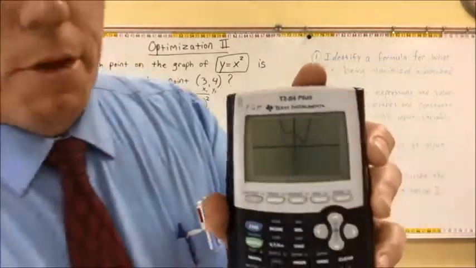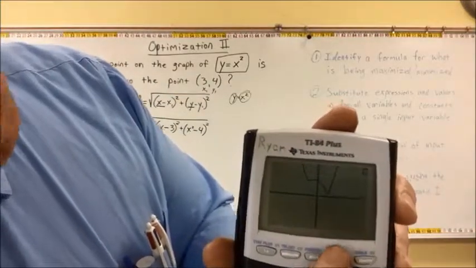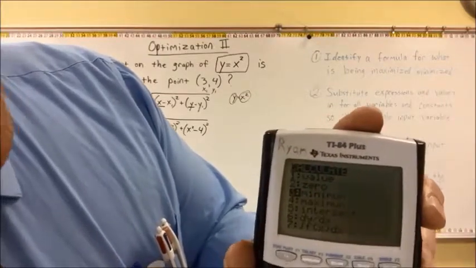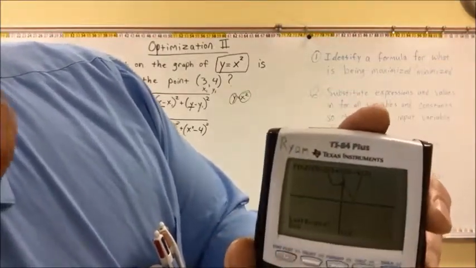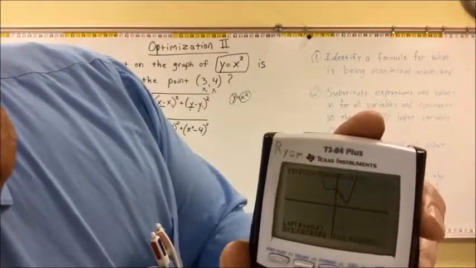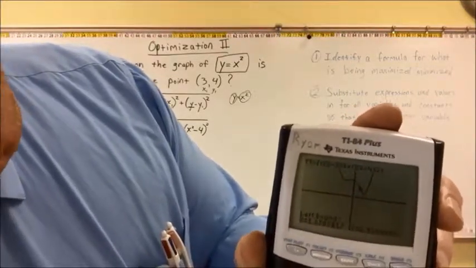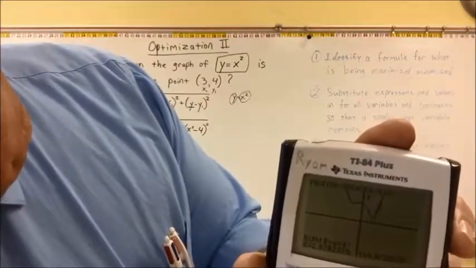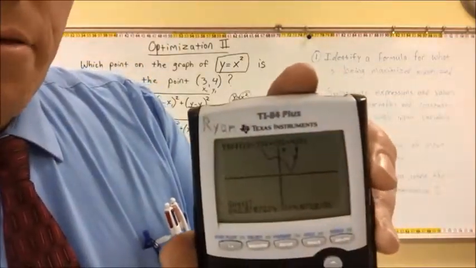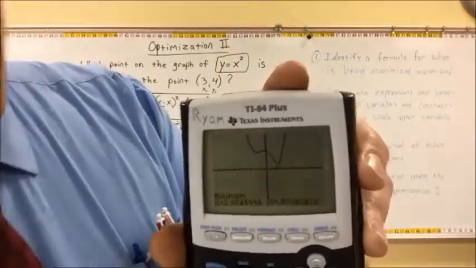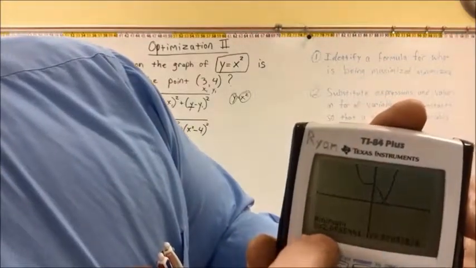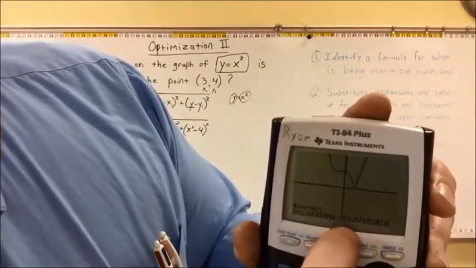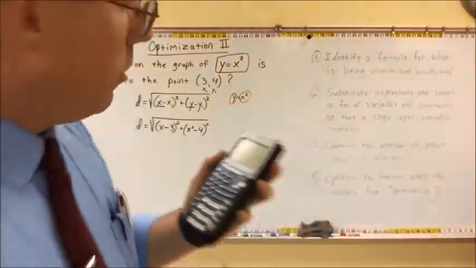So to find the minimum, we're going to hit second trace, which will give us the calculate menu, and we're going to select option 3, which says minimum. Enter. Then it says left bound. So we're going to move the cursor until it's just to the left of the low point. Press enter. Then it says right bound. We're going to go to the other side of the low point. Press enter. Then when it says guess, we're just going to press enter. Now it's going to tell us that the low point is at x equals 2.0565. And look, it actually gives us the output value. The output value is 0.97.